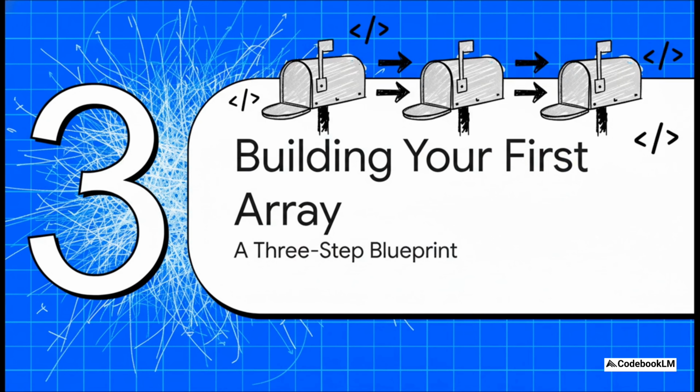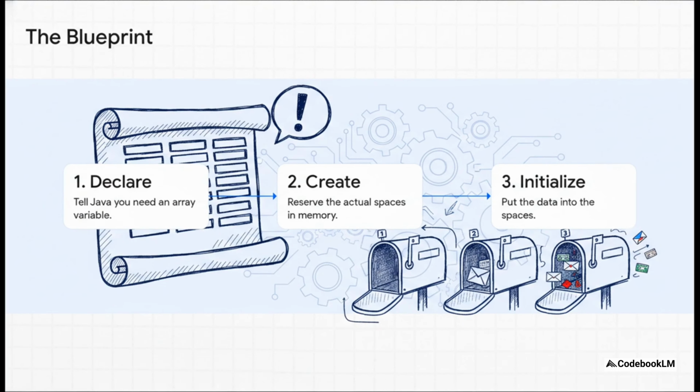So how do we actually build one of these rows of mailboxes in our code? Well, it's a really simple three-step blueprint. Let's walk through it. First, you declare it. You're basically telling Java, hey, I'm going to need an array. Then you create it, which is where you tell the computer exactly how many mailboxes you need. And finally, you initialize it, which is just putting your stuff in the mailboxes. So remember, declare, create, initialize.